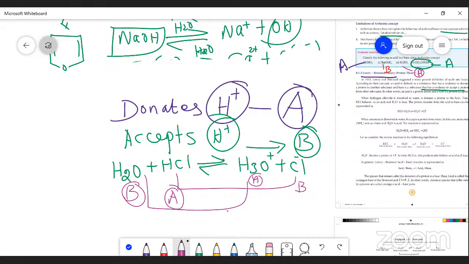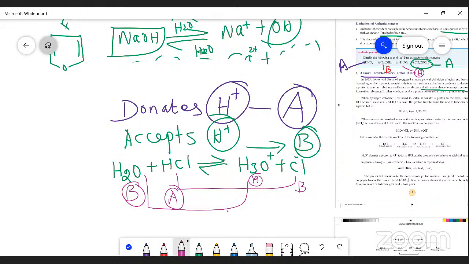What is amphoteric? Amphoteric means it can behave as both an acid and a base, depending on the situation. Water is an amphoteric substance. Here, it is acting as a base. So the acid, when it releases the proton, becomes a base. That is called the conjugate acid-base sequence. It's clear.